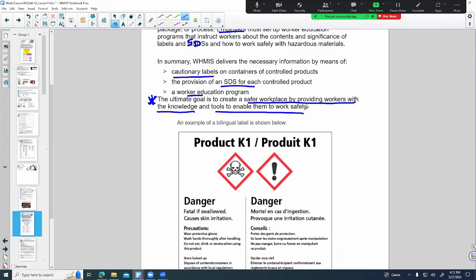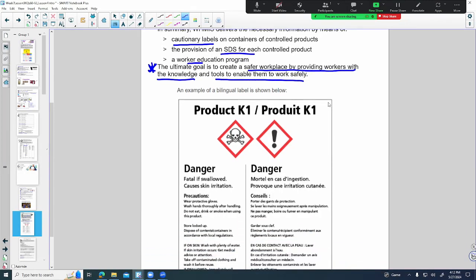So for example, here's a label, and it shows you the product, and it's in 2 languages. It's in English and it's in French. So it says product K1, and then there's your symbols. So make sure that you know what the skull and the crossbones mean, and this one has an exclamation mark. So what does that mean?